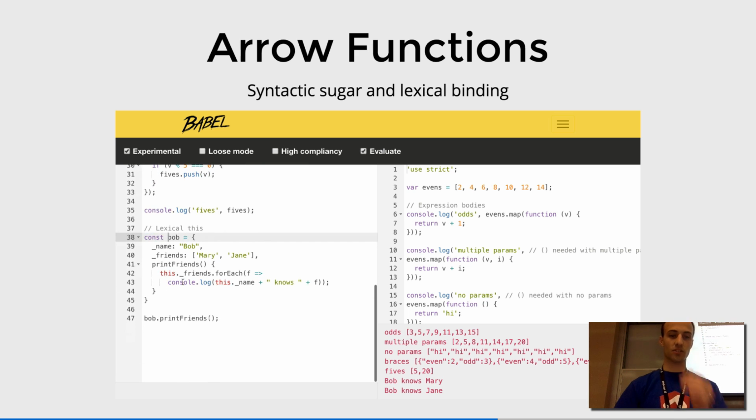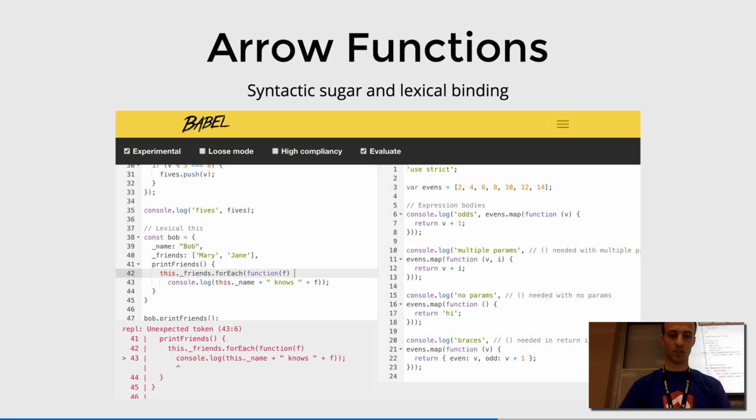And then lexical this. Who is familiar with what I mean when I say lexical this? Okay, who is familiar with what I mean when I say this is messed up in JavaScript? Okay, so just to do a quick refresher course on why this is so messed up. If I were not using an arrow function here, let's convert this to a normal function. And we'll say this, and what's wrong here? Oh, and that, right?